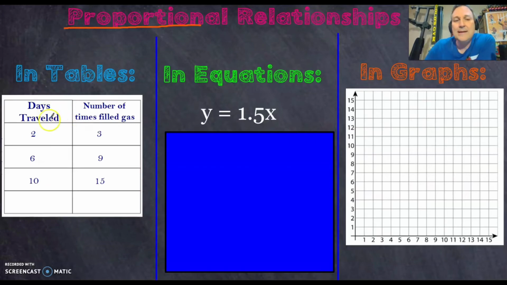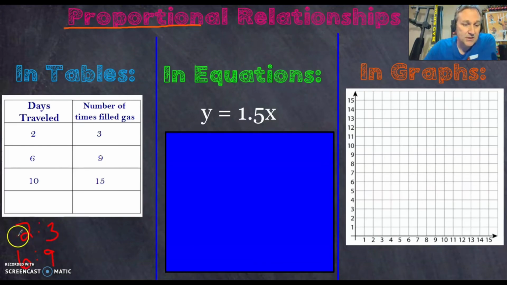So, for example, I have a table of numbers right here where we said something like the days traveled and the number of times filled for gas. If you traveled for 2 days and you filled gas 3 times, you traveled 6 days and you filled gas 9 times. So the ratio is a 2 to 3 ratio, which is the same thing as a 6 to 9 ratio. So those would be considered proportional. Just equivalent ratios. 2 to 3 is equal to 6 to 9.